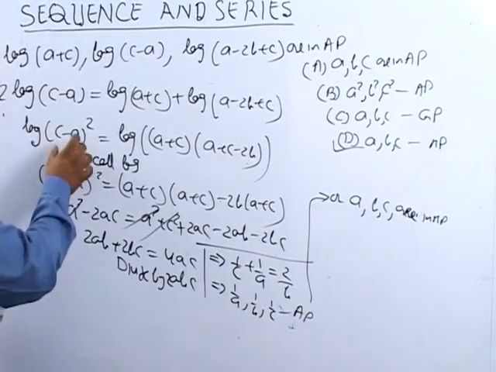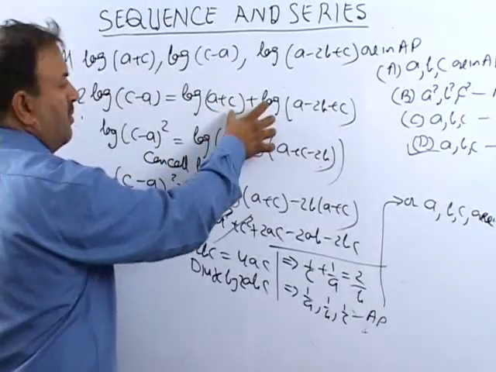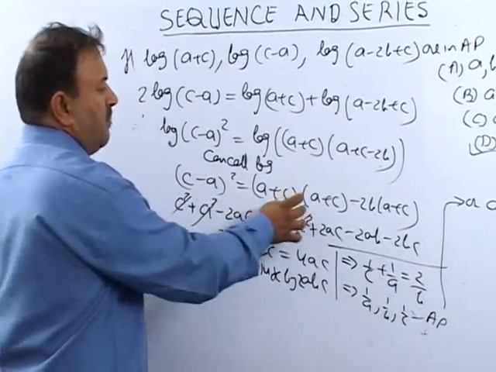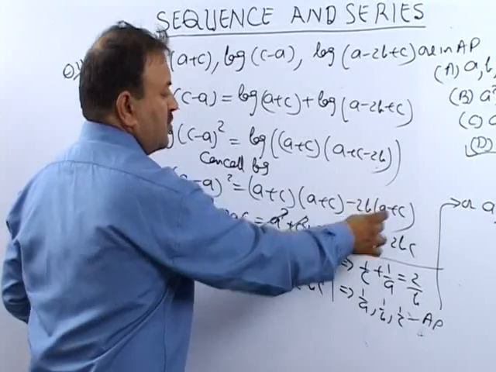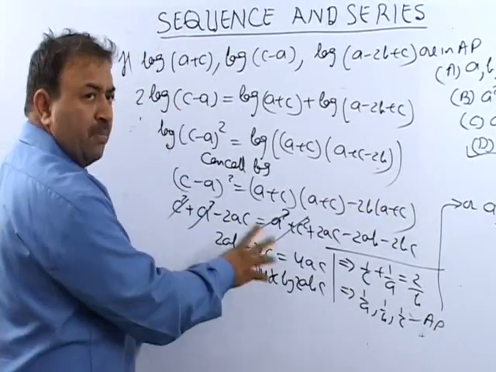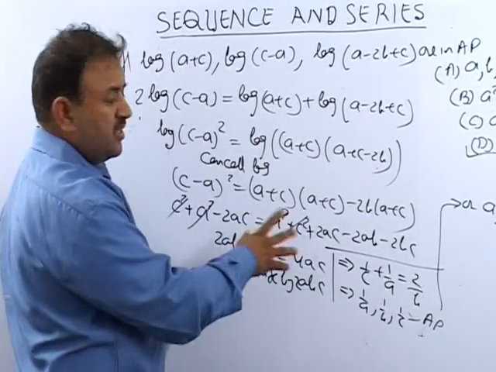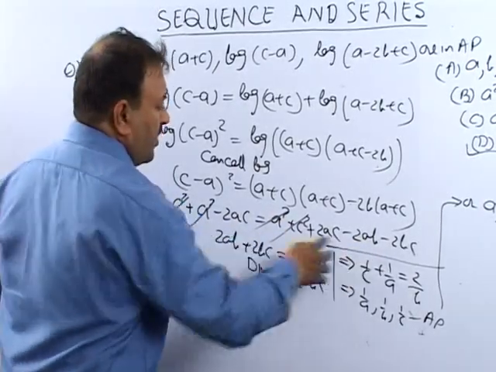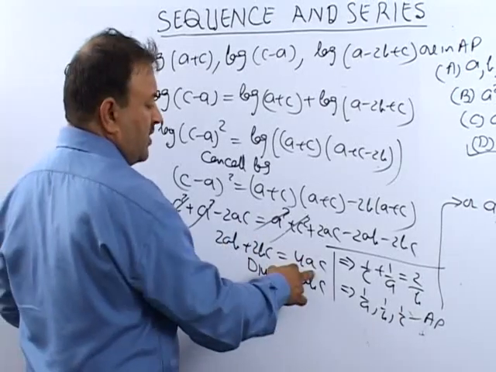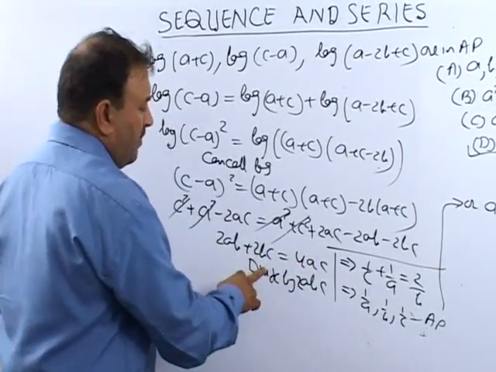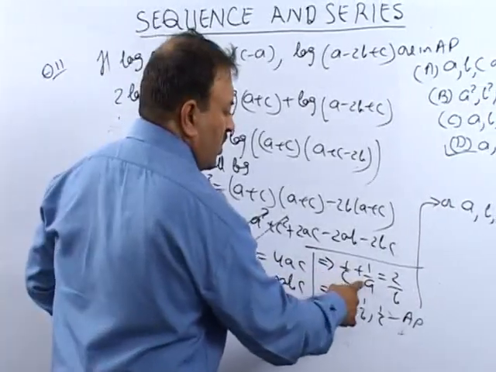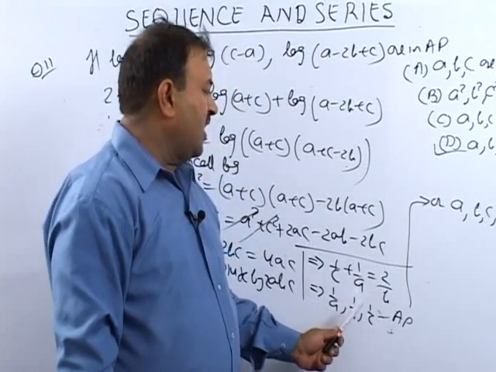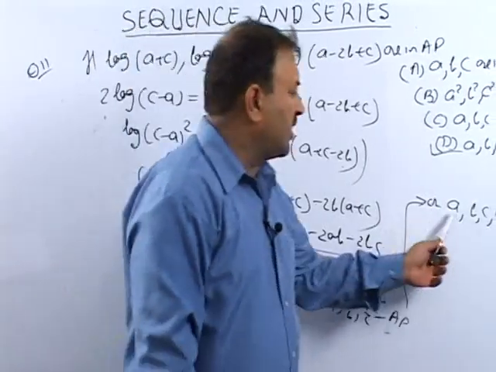It is a similar question, we reach here. Twice the middle term is equal to the sum of extremes. Now cancel log. C minus A the whole square equals A plus C minus 2B into A plus C. Open it, simplifying the terms, cancelling out A plus C the whole square, meaning C square plus A square. Now taking the negative terms to the left hand side, this 2AC will go to the right hand side. Dividing by ABC, I got 1 over C plus 1 over A, 2 over B. I can say 1 over A, 1 over B, 1 over C are in AP.